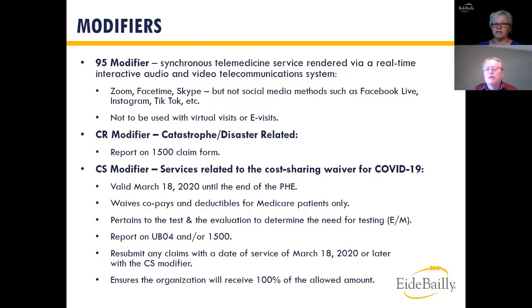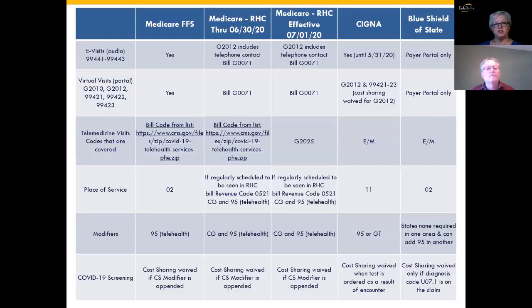Then it's going to pertain to the test and any of the E&M or facility fee that's related to when that patient is being seen, that is going to result in a test being ordered for that patient or further testing being done. So beginning with March 18th on, you're going to put on the CS modifier, and what it's going to do is waive the coinsurance and deductible due from the patient.